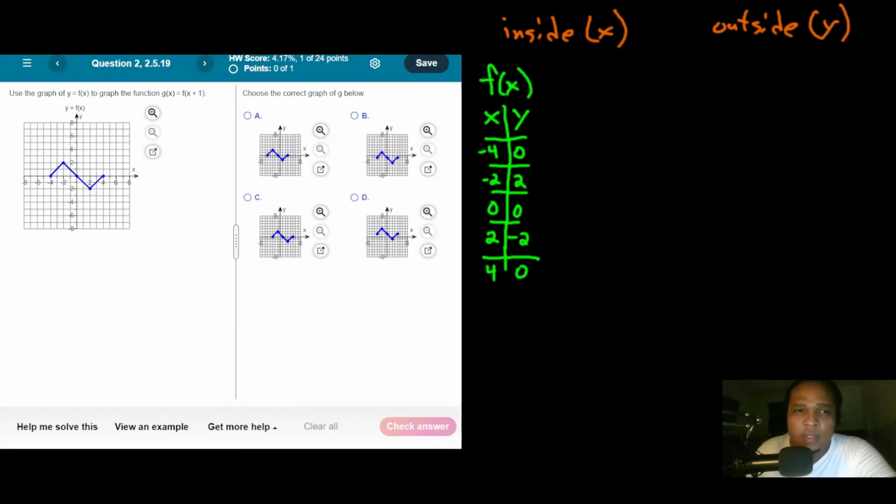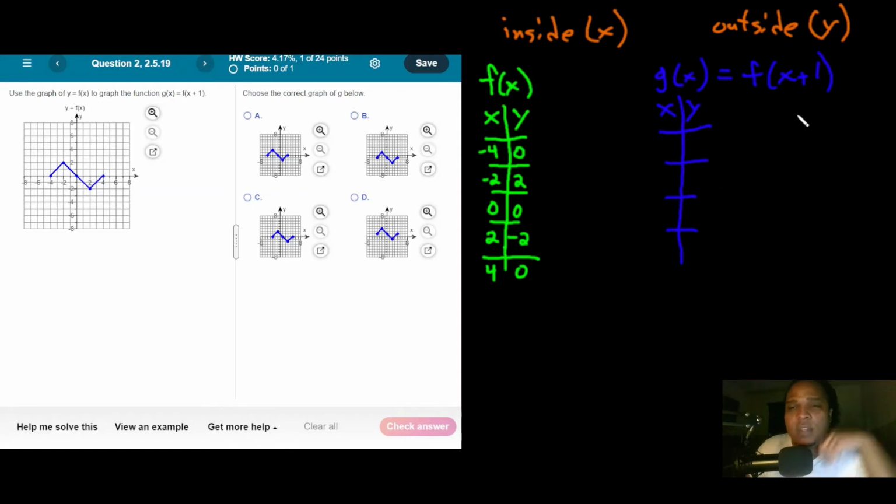Okay. Now let's get our g of x. So g of x, we'll use blue. It's going to have its own xy table, and we're going to have the same number of points. So how do we go from f of x to g of x? Well, we have to look at the function. So g of x, as you know, is equal to f of x plus 1. Now, do we have something going on inside or outside of this function here of f of x plus 1?